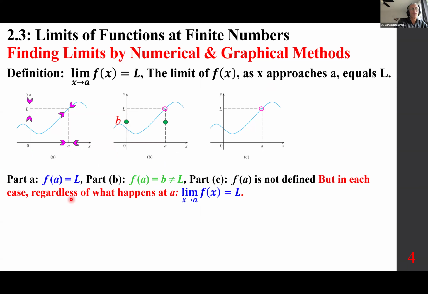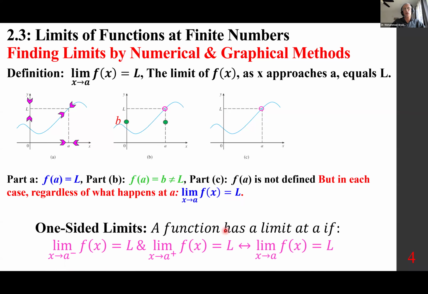But in each case, regardless of what happens at a, the limit of f of x as x approaches a is L. Meaning, when we look at the limit, what matters is the vicinity of that number, not exactly at that number. Also, the concept of a one-sided limit.